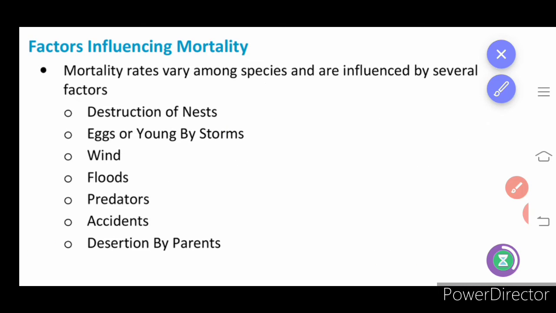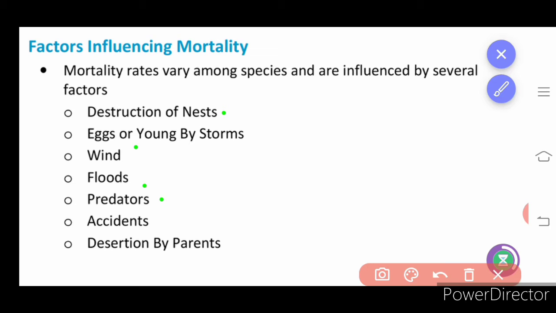Next we will learn about factors influencing mortality. So the mortality can occur due to disease or by destruction of the nest, the eggs and the young by external factors like storms. So eggs and young by storm means the storm may kill the young ones or the eggs. Wind may not support any pollination, or it may cause damage to the home, that is the nest. Floods can wash off all the living homes of the animals.